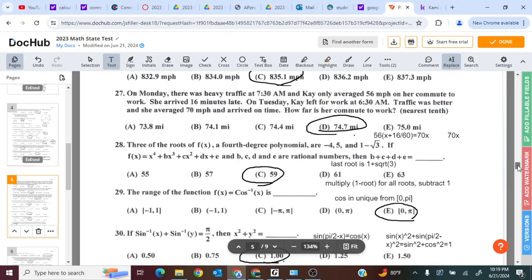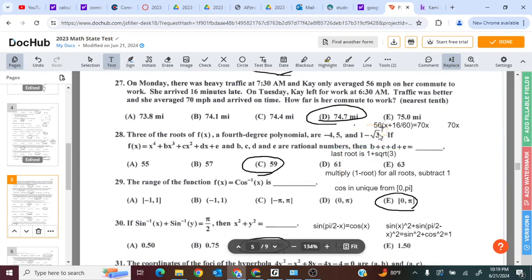Three of the roots of f of x, a fourth degree polynomial, are given. If they are all rational numbers, then what is b plus c plus d plus e? Okay. For all of these numbers to be rational, you have to cancel out this irrational square root by making your last root 1 plus that square root instead of 1 minus that square root.